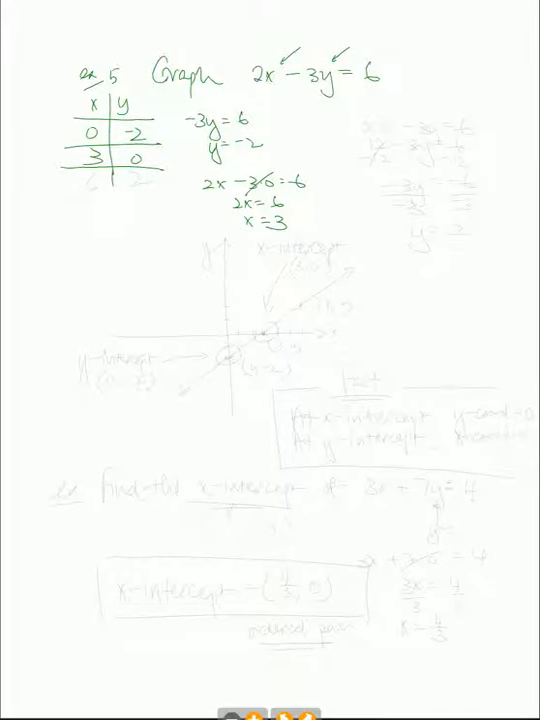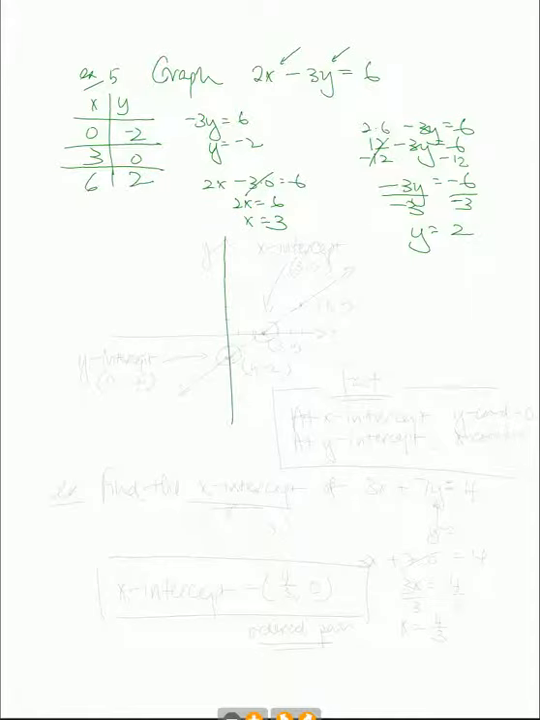So I can pick again. Say I like to pick, I don't know, 6 for x, maybe? 6 for x. So 2 times 6 minus 3y is 6. So 12 minus 3y is 6. I'm going to subtract 12 on both sides. So negative 3y is negative 6. Divided by negative 3 tells me y is 2.